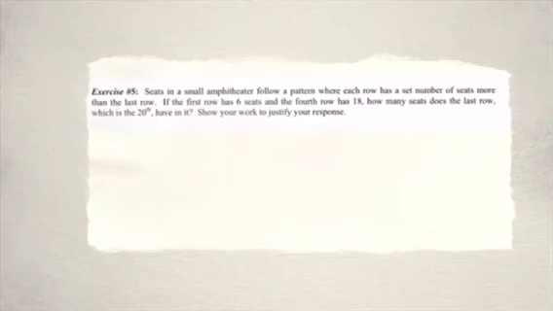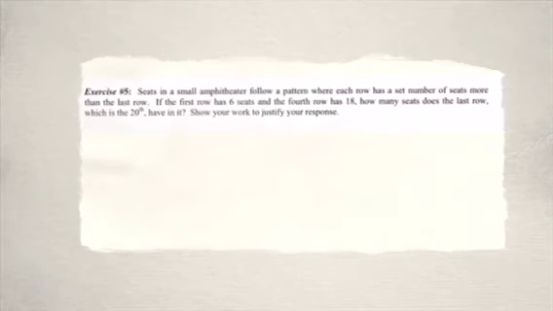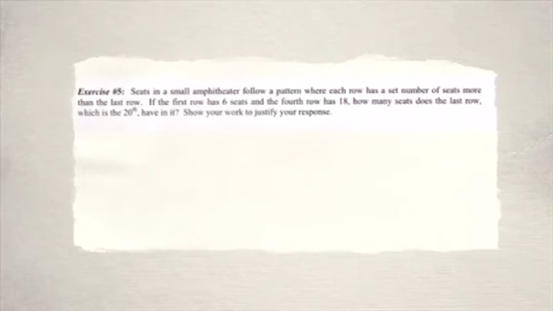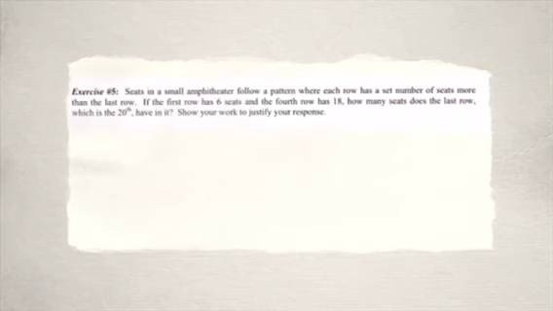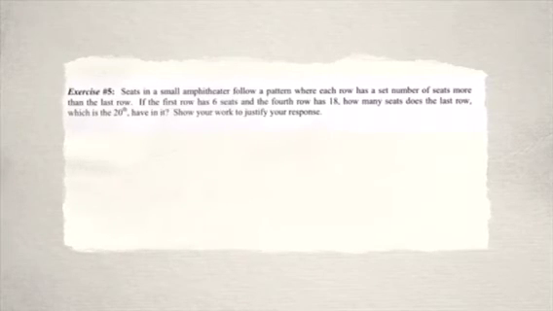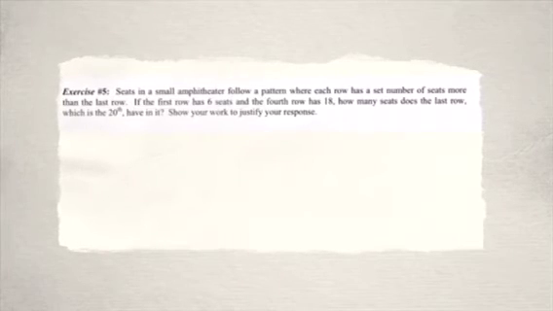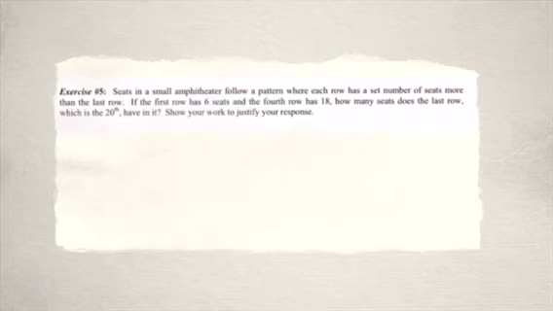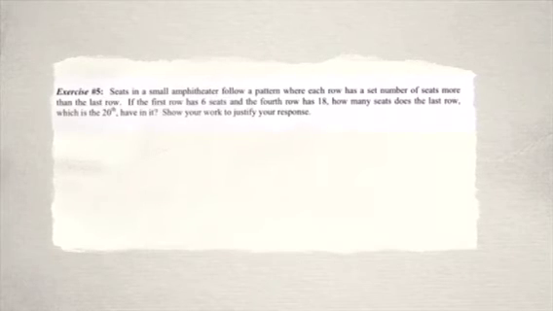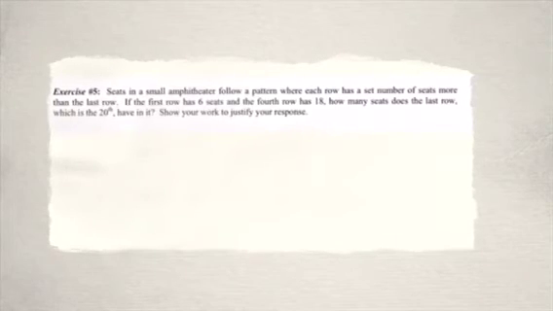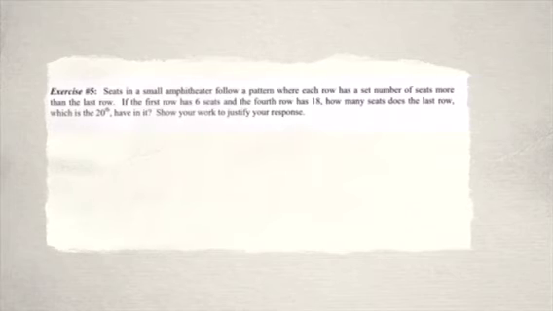Exercise number 5 is a word problem. It says seats in a small amphitheater follow a pattern where each row has a set number of seats more than the last row. If the first row has 6 seats and the fourth row has 18, how many seats does the last row have, which is the 20th, have in it? Show your work to justify your response.